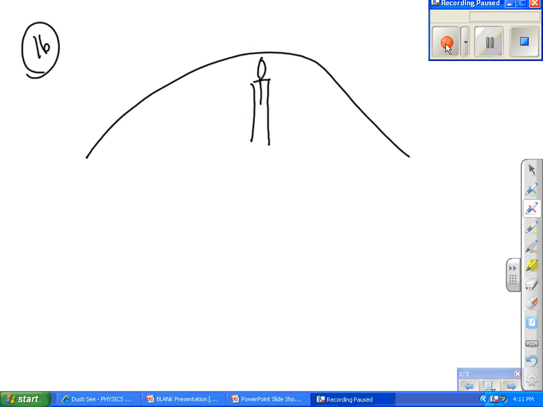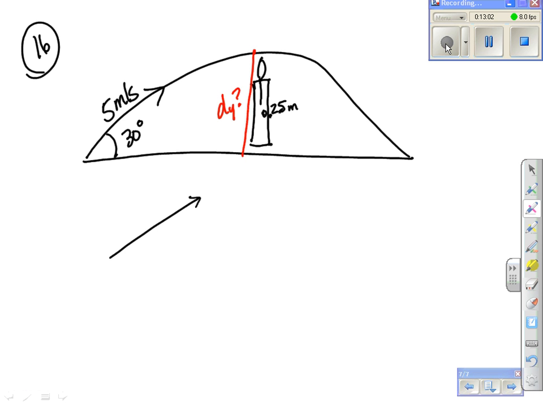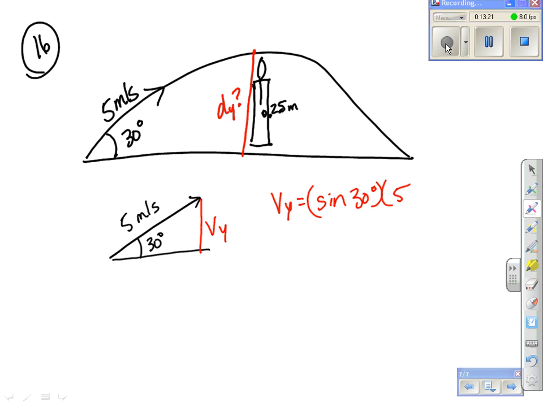All right. On 16, we have a 0.25 meter candle, and we know that he's launched with 5 meters per second speed at a 30-degree angle. So we could find our Vy right here. And if we did that, we could say our Vy equals the sine of 30 degrees times 5 meters per second, which would give us an answer of 2.5 meters per second.